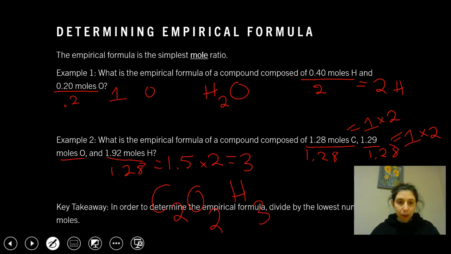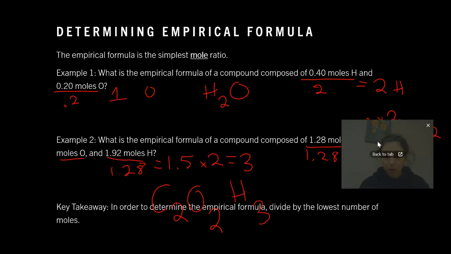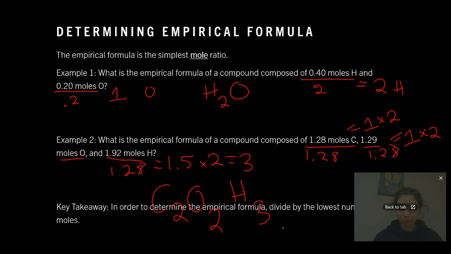So our key takeaway is in order to determine the empirical formula, you must divide by the lowest number of moles. So that's really key. Okay, we're always going to be dividing by the lowest number of moles.